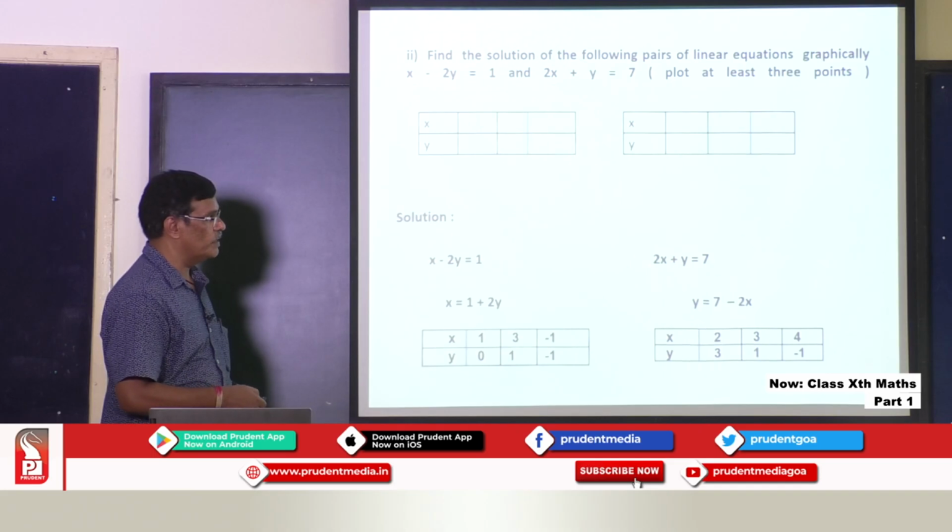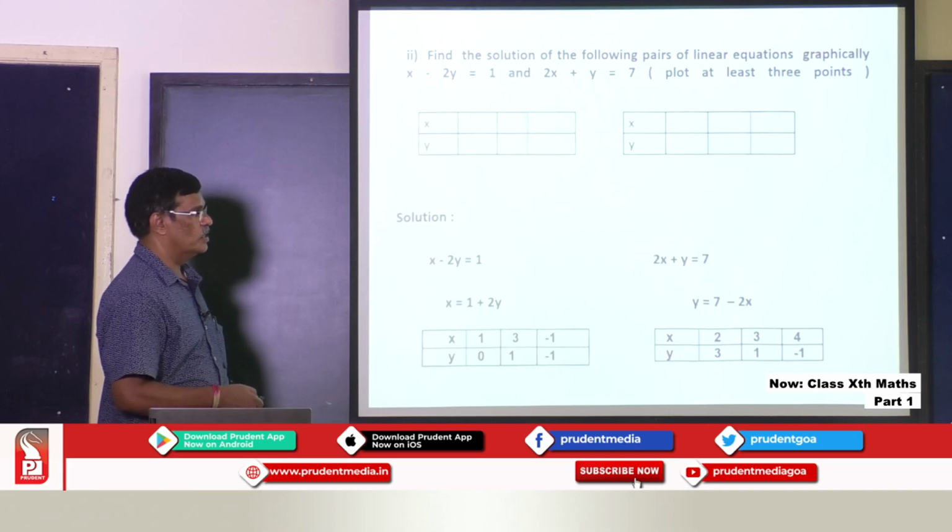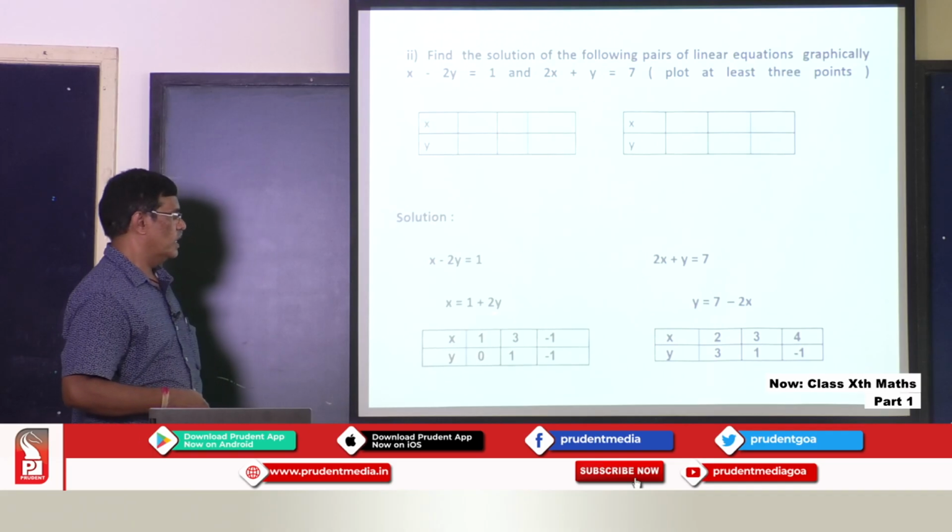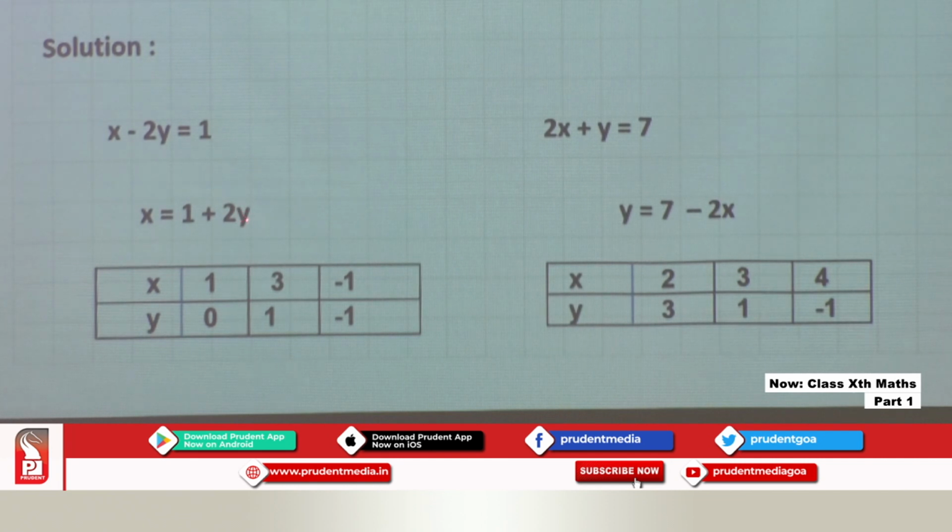Now in this second equation, x is having coefficient 2. So this plus 2x I have shifted to the right hand side. So what I am getting here? y is equal to 7 minus 2x. Now you can take any value which is feasible for you.